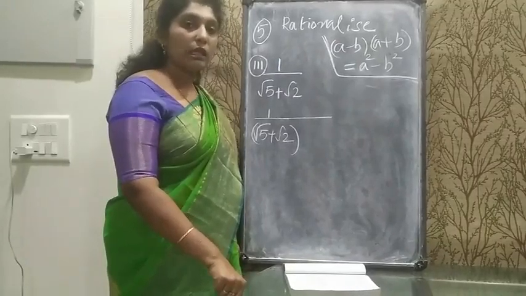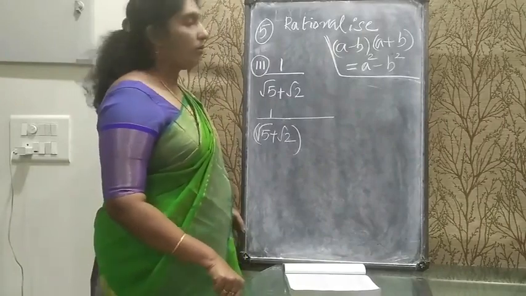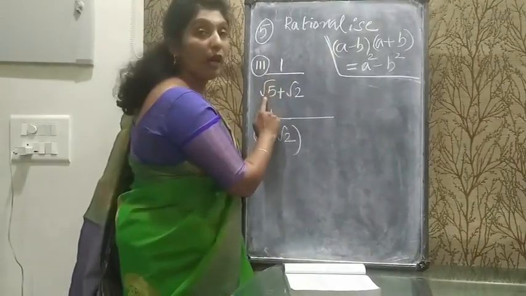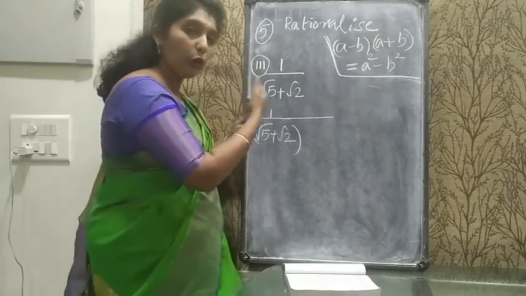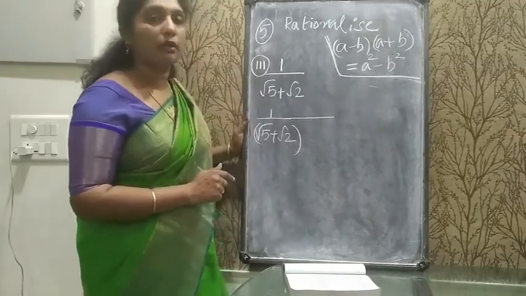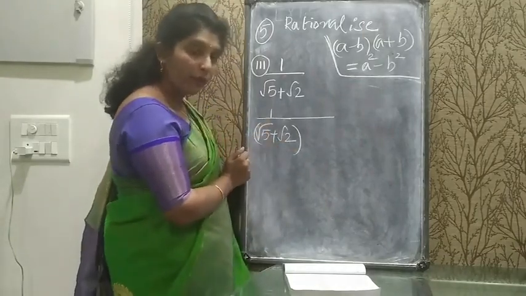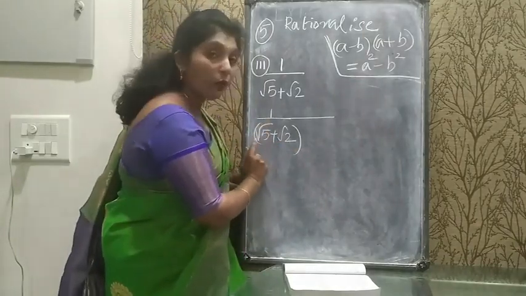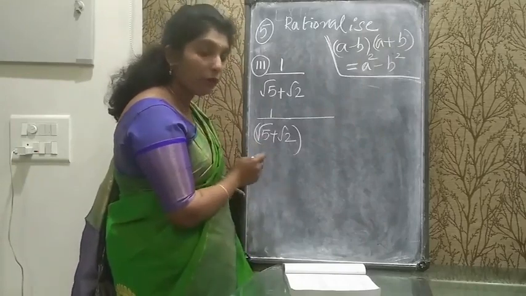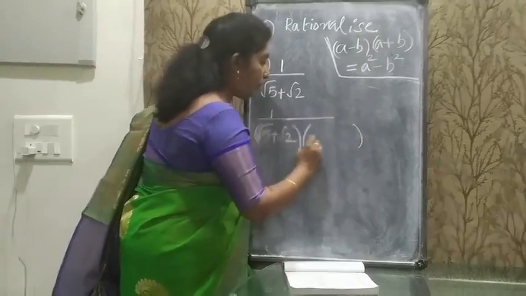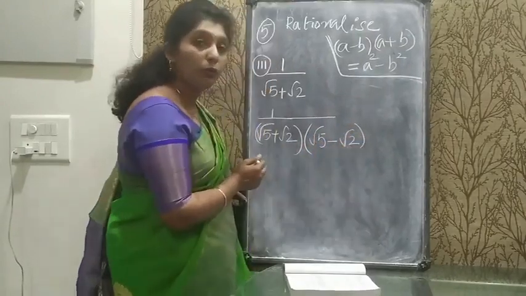Yes students, this is the third sub question of the main question 5. Rationalize 1 by root 5 plus root 2. What do we have to do? We have to rationalize the denominator. So at first we have to write the question as it is. Now denominator root 5 plus root 2 is given. For rationalizing, what we have to do? We have to multiply with root 5 minus root 2.